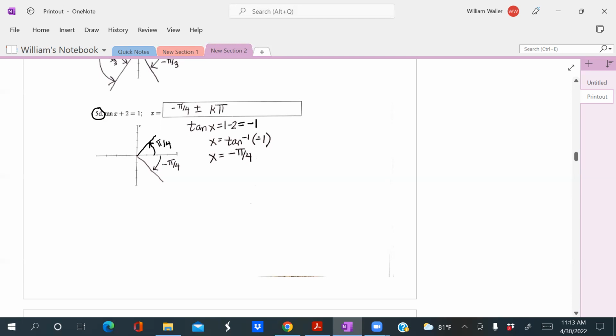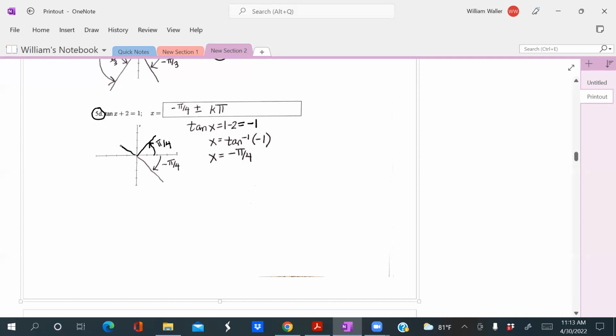Remember, tangent is negative. Oh, did I do this one right? Where is tangent negative? Tangent is negative in the second quadrant, right? Oh, and in the fourth quadrant. Oh, so maybe I did this right. Okay. Tangent is negative in the second quadrant and the fourth quadrant, but positive in the first quadrant and the third quadrant, correct? So eliminate these two quadrants as possibilities, right? We're either in the second quadrant or the fourth quadrant.